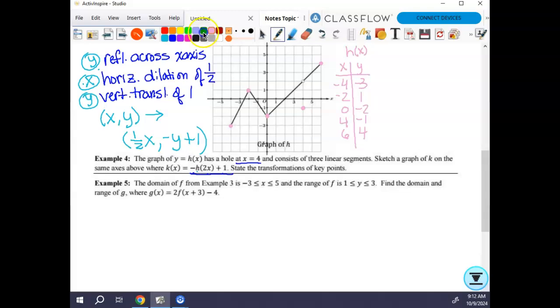All right, so then we're going to go to K of X. And then here's my little T-chart. I'm going to do 1/2 X and -Y plus 1. All right, so half of X, half of -4 is -2. And then -3 in here becomes a +3. And then I add 1 and I get 4. So you go ahead and fill out the rest of that.